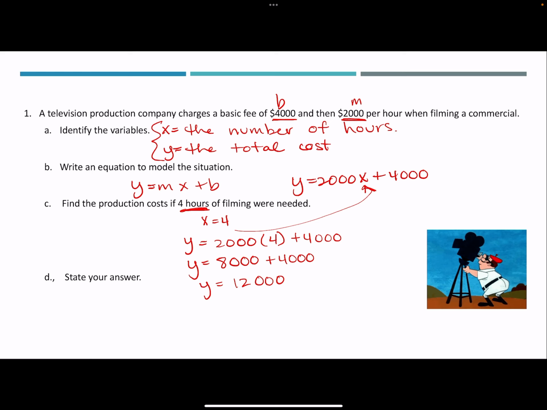Now I'm going to state my answer in words. What does this mean? It costs $12,000 to film for how long? We went for 4 hours. All right, you just did your first word problem. Good job. Okay, let's try another one.